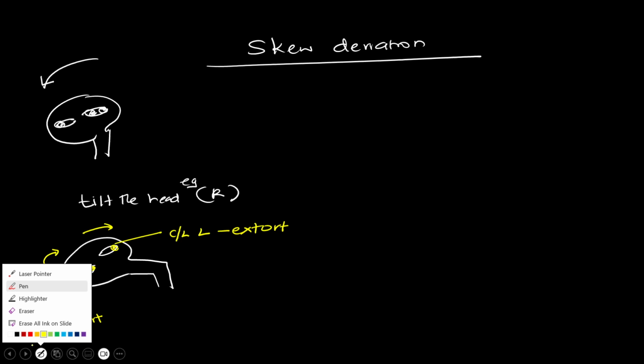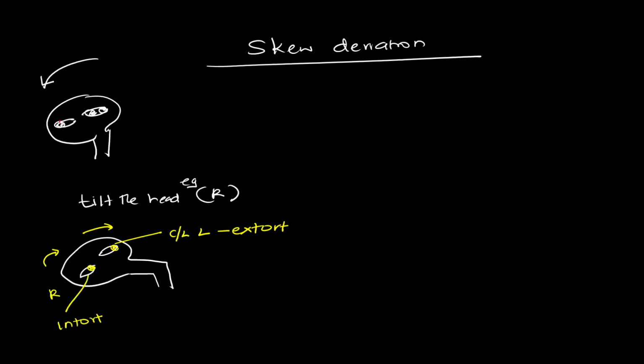But in skew deviation, what we see is that this does not happen. In fact, it is the opposite. You see that the right eye is coming to the extorted position, whereas the left eye would probably show an intorted one. So it is not present in a very aligned manner. This happens because of the problems that arise within the vestibular complex as well as its pathway.